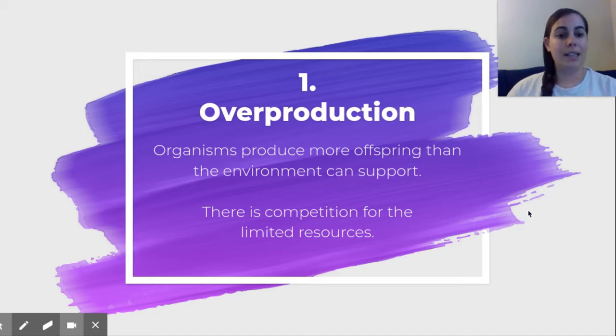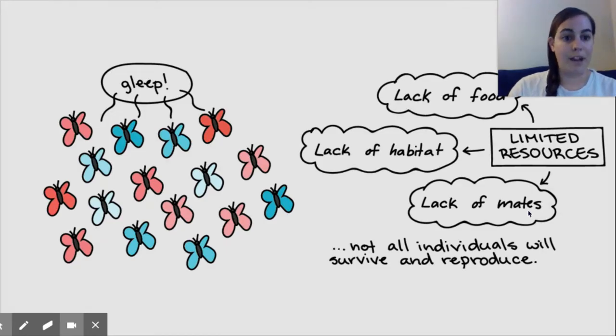What this means is that, for example, in this butterfly population, there are too many butterflies, more than the environment can support. So now there's a lack of food for some, a lack of habitat for some, and a lack of mates for some, meaning not all the individuals are going to survive and reproduce. This overproduction means that there's some competition between all of these butterflies.